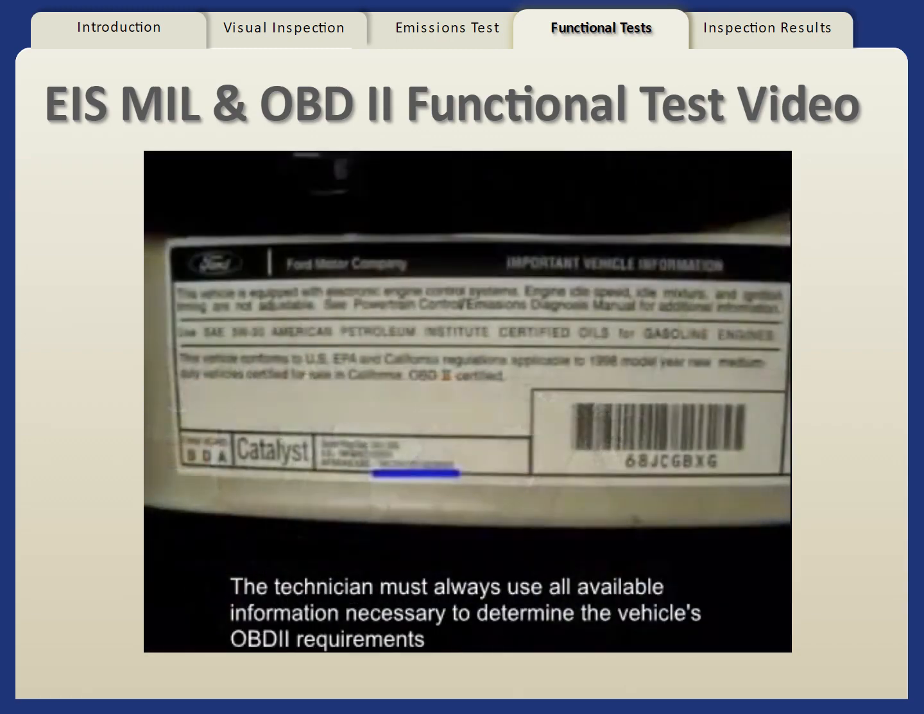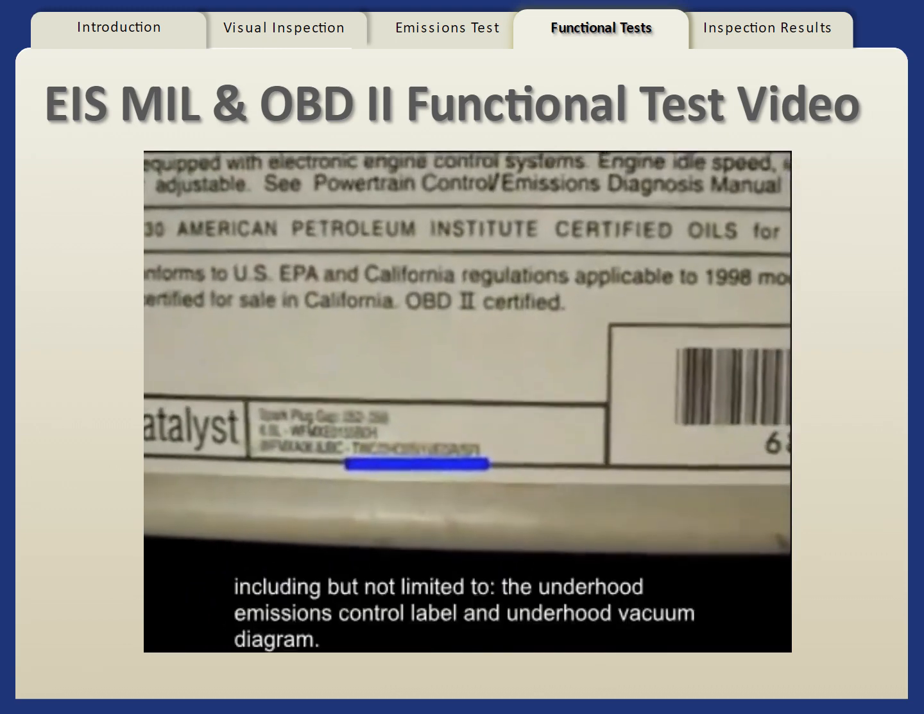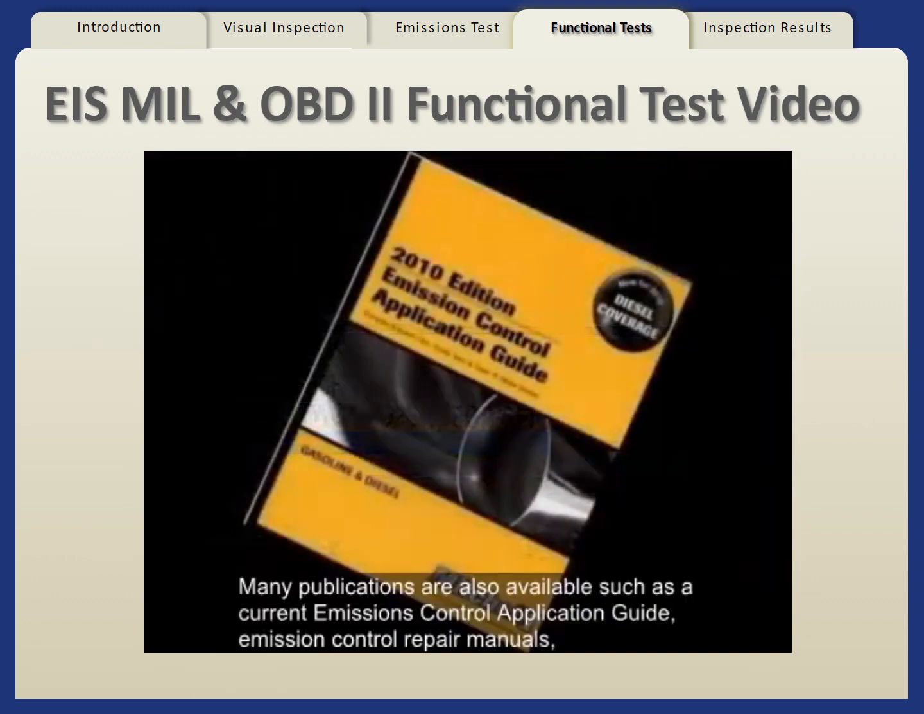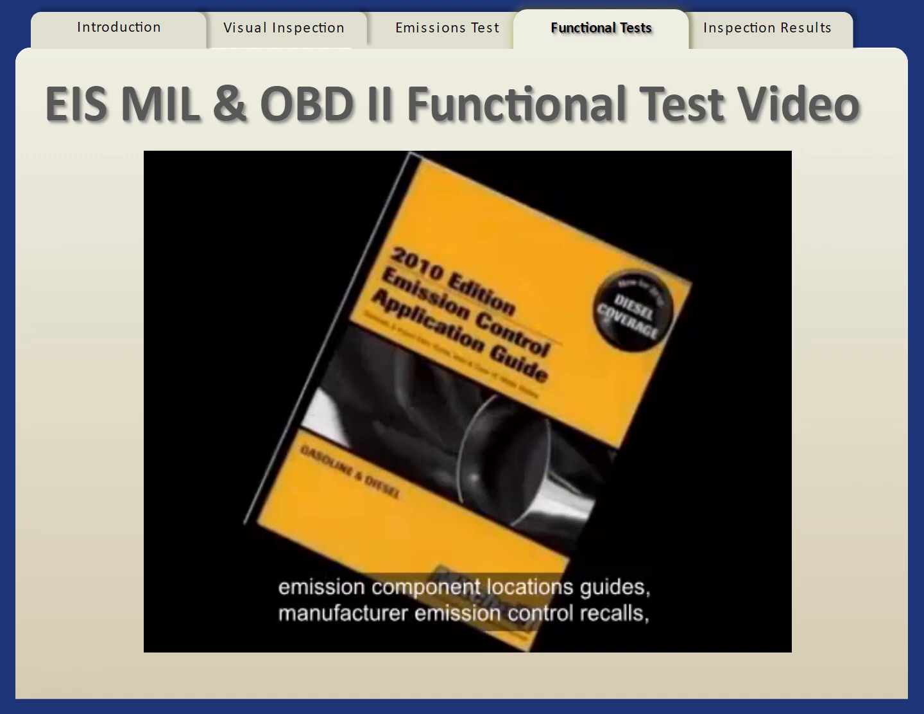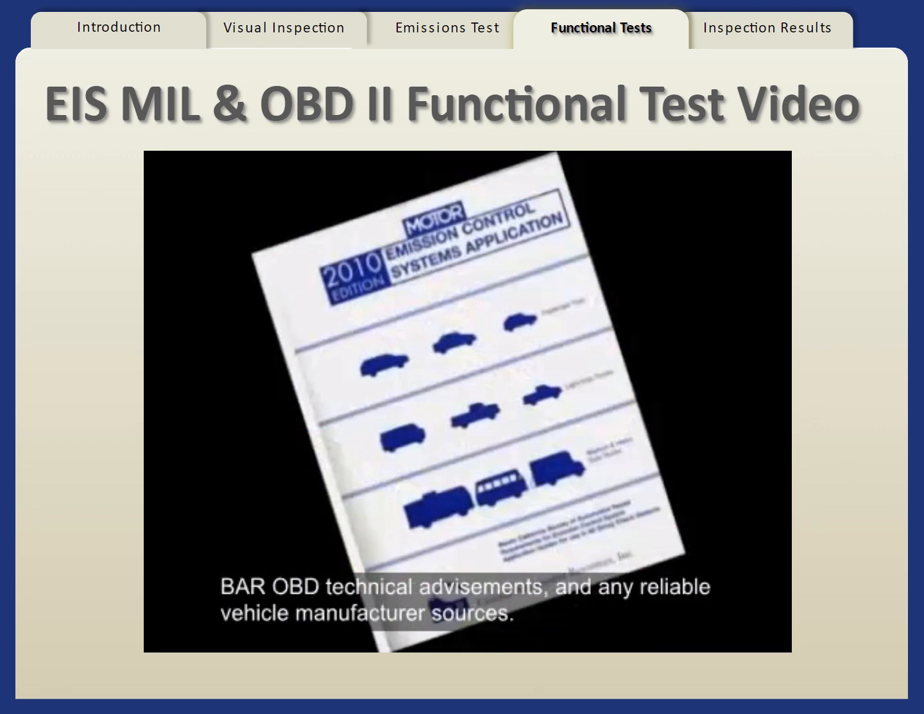The technician must always use all available information necessary to determine the vehicle's OBD2 requirements, including but not limited to the underhood emissions control label and underhood vacuum diagram. Many publications are also available, such as a current emissions control application guide, emission control repair manuals, emission component locations guides, manufacturer emission control recalls, BAR OBD technical advisements, and any reliable vehicle manufacturer sources.